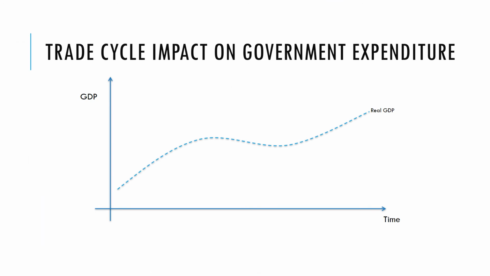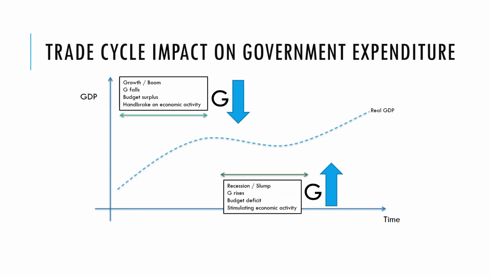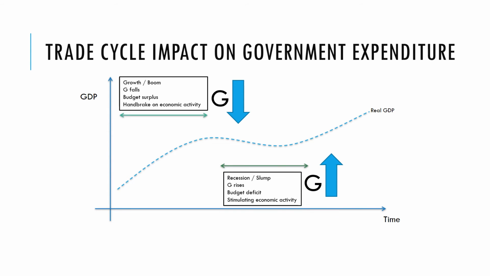So if you look at that diagrammatically, what we're saying is that during periods of economic growth, government spending typically falls because there's less of a requirement to make welfare payments. So it's more likely that the government will have a budget surplus. However, when the economy is in recession or slump, when GDP is at a low level, then government spending will typically rise and we would expect to have a budget deficit.